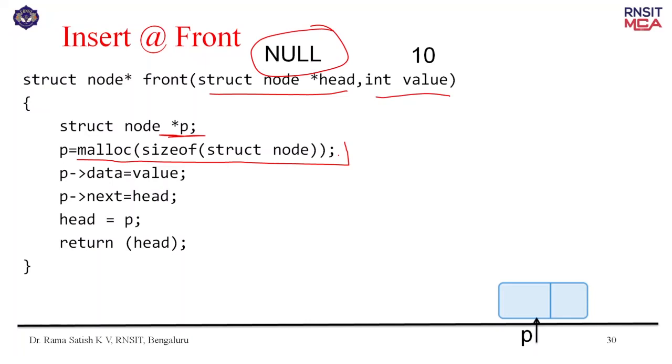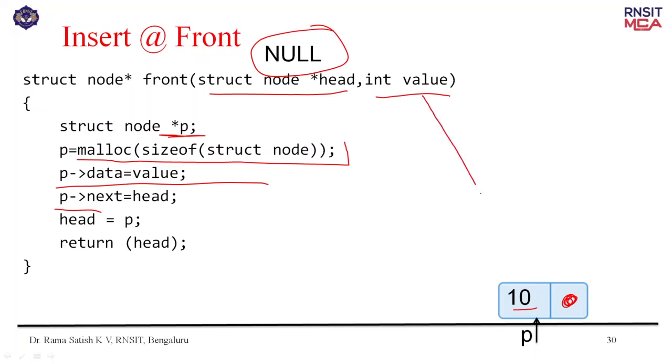When the next line is executed, the value is stored in the data portion of the newly allocated node. And P of next is equal to head. P of next is the next part, and this is the data part.